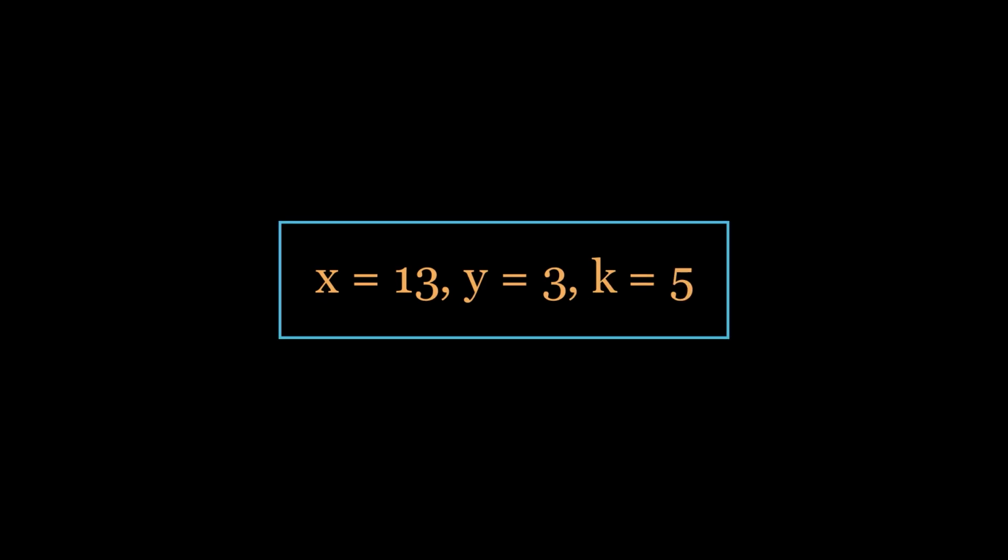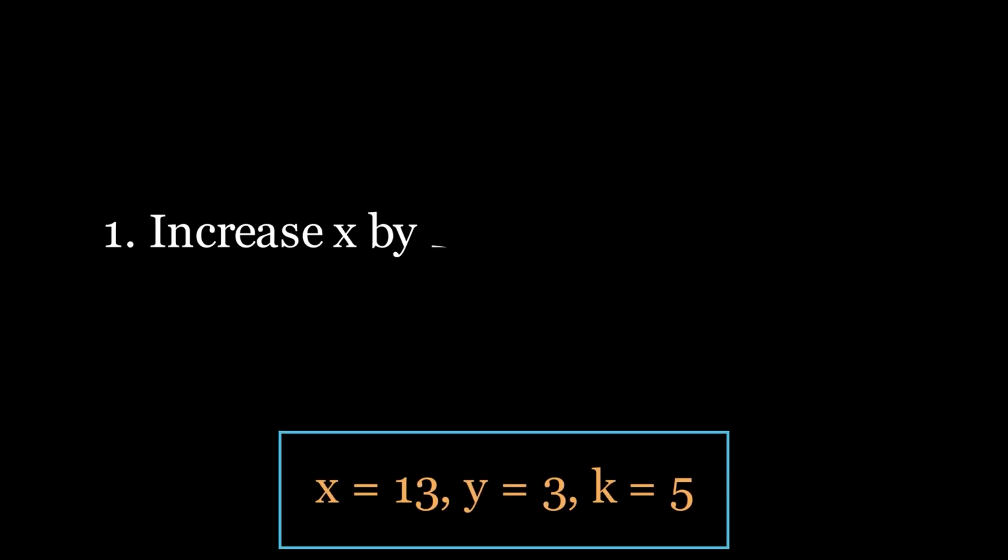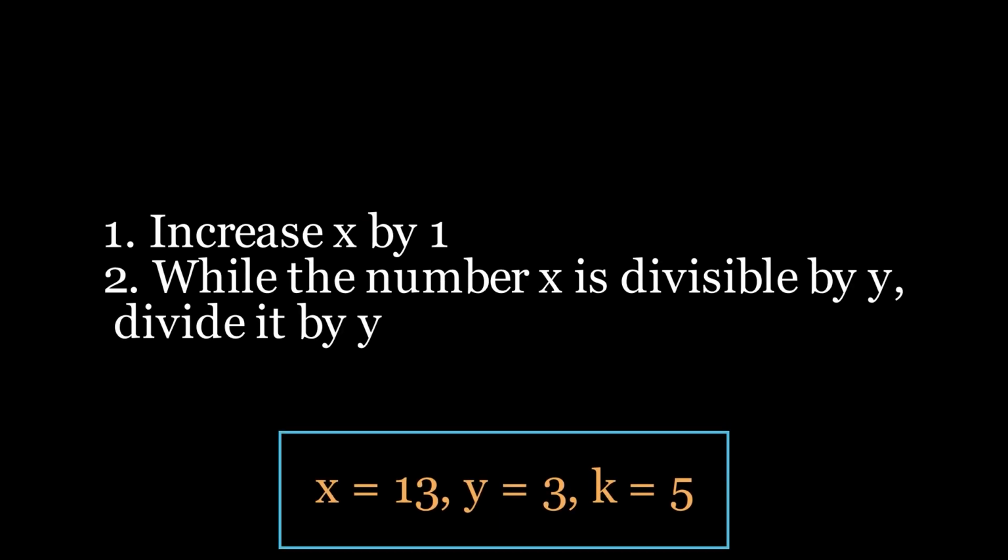In problem B, we're given two integers, x and y, and we perform this operation k times. We increase x by 1, and then while x is divisible by y, we divide it by y. Our goal is to find the value of x after k operations.